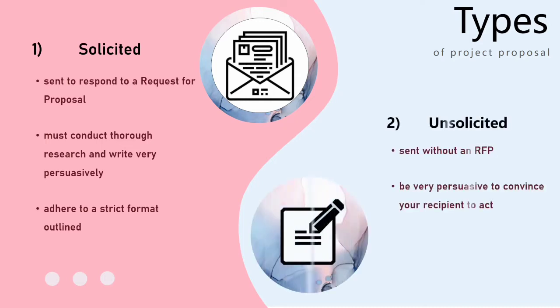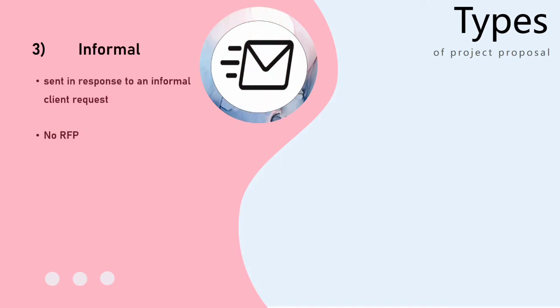And the second type is the unsolicited. It is sent without an RFP, or request for proposal. While you are not in competition with others, you must still be very persuasive to convince your recipient to act, as they did not ask for your proposal. Third is informal, sent in response to an informal client request. As there is also no RFP, your proposal can follow your preferred format.